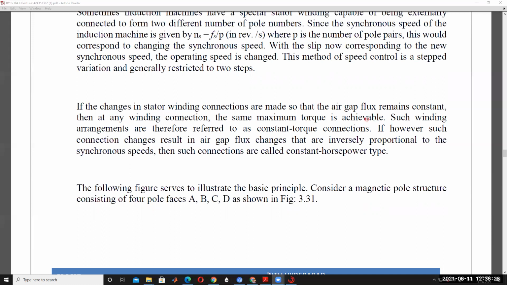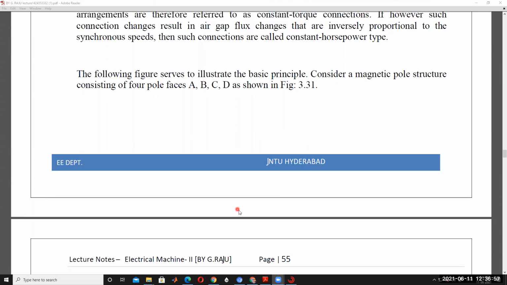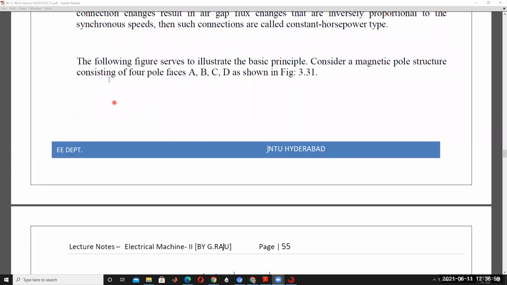So while changing the poles from 2 to 4 or 4 to 2, such winding arrangements are referred to as constant torque connections. If, however, such connection changes result in air gap flux changes that are inversely proportional to the synchronous speed, understood? Then such connections are called constant horsepower type. This can be easily understood by using these connections.